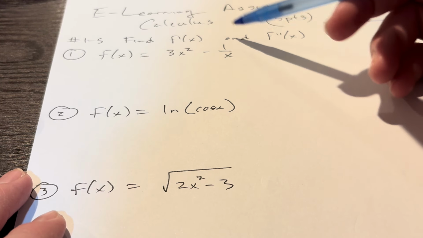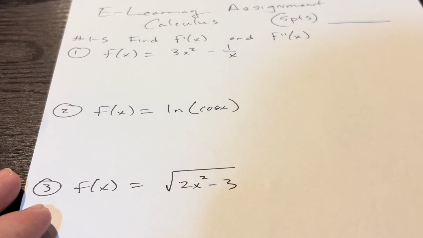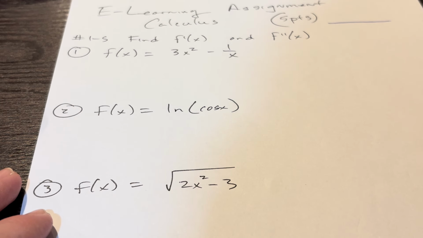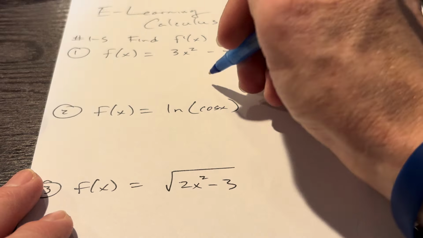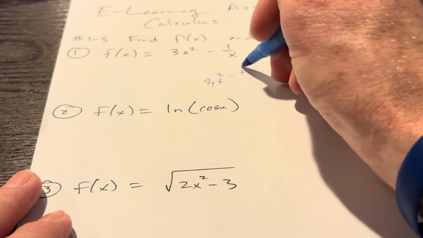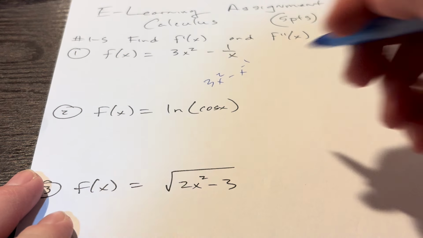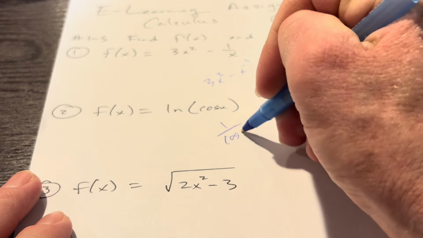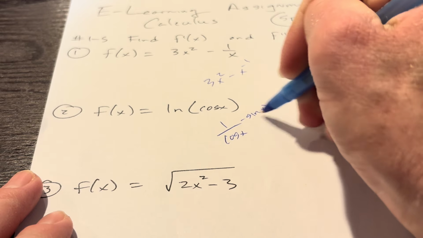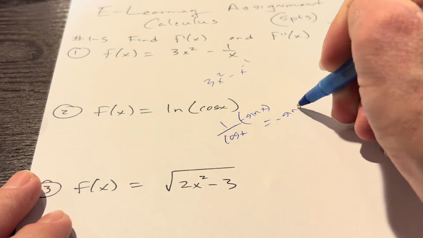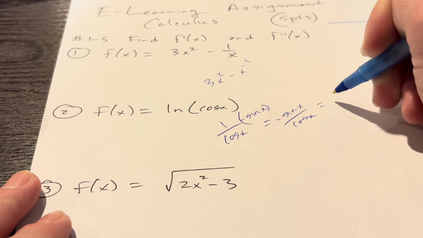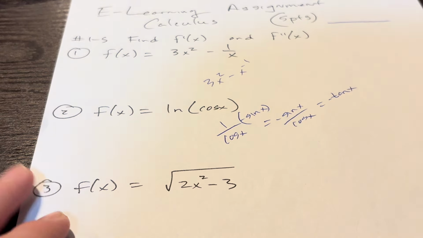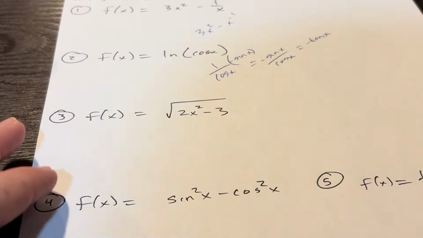You're going to find the first and second derivative. F of x is 3x squared minus 1 over x. Again, 3x squared minus x to the negative first. Look at this first derivative here, 1 over u, and then what is that going to become? That's also negative tangent x. That's the first derivative. Then you take the second derivative, easy peasy.